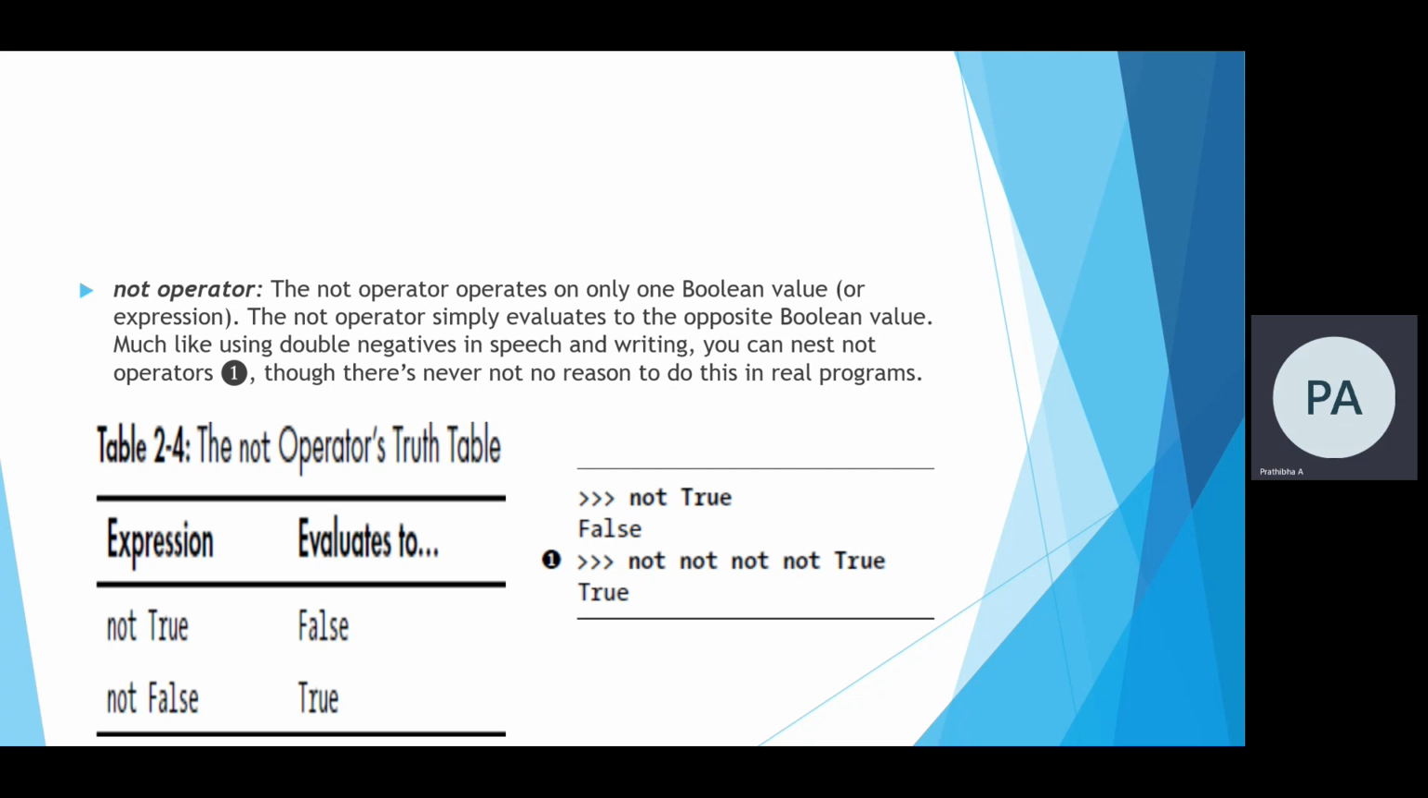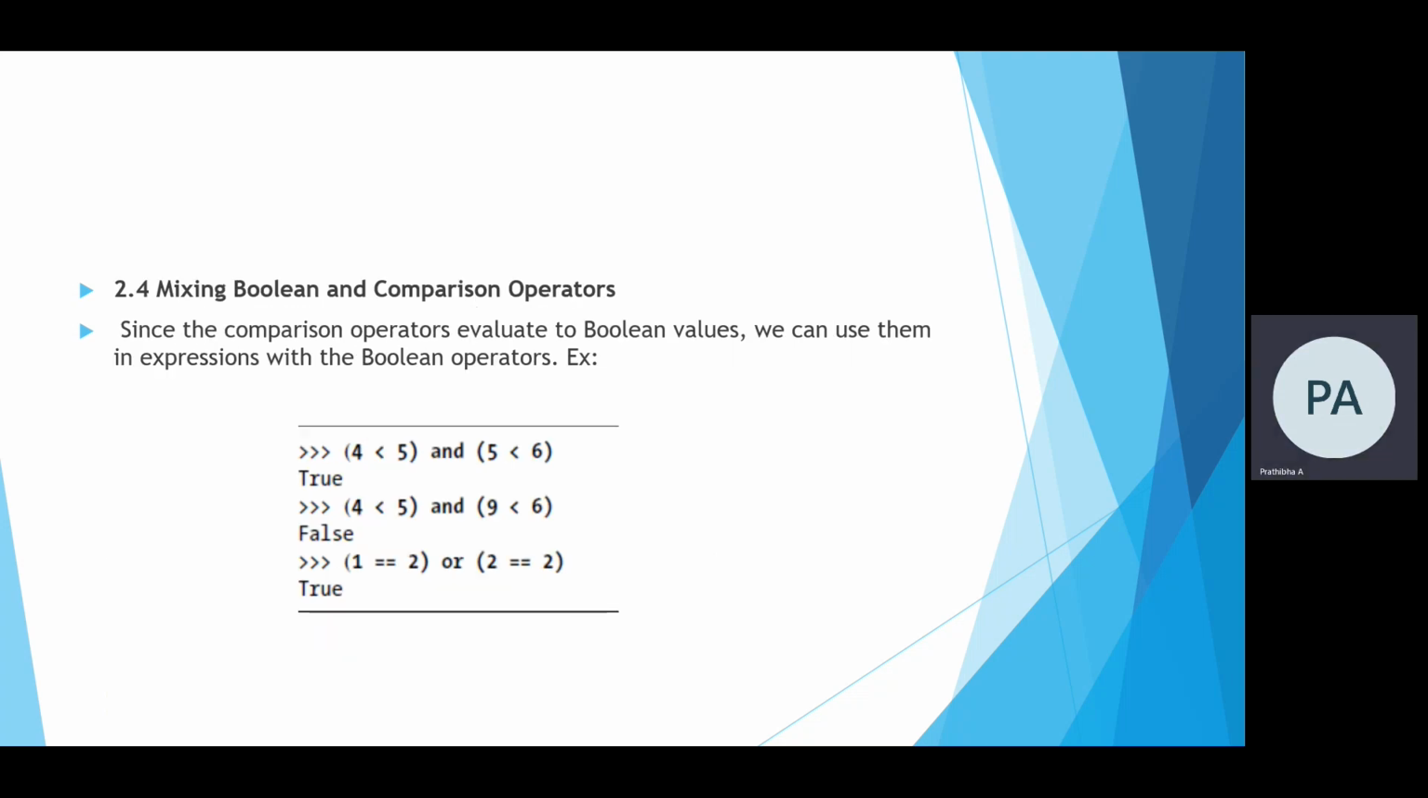Now, mixing Boolean and comparison operators. As we have seen in the last video, the comparison operators are less than, equal to, or not equal to. So combining these operators with the Boolean operators, how are we going to evaluate it? You can see in the example we've taken 4 is less than 5 and 5 is less than 6. It will first evaluate whether 4 is less than 5 or not. If that comparison is true, it will evaluate 5 less than 6. If that is also true, then finally, 4 is less than 5 and 5 is less than 6 will give an answer of true.